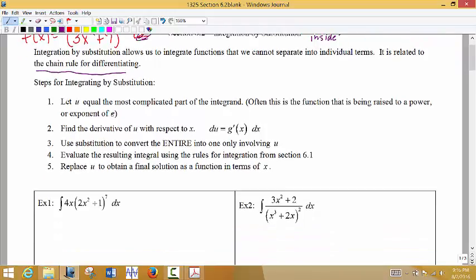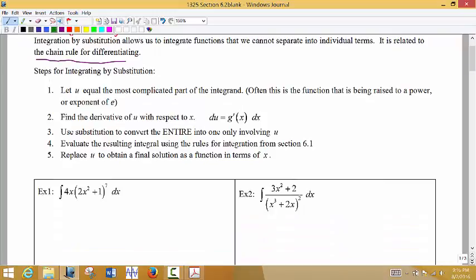Okay, so the key here is all going to lie in step 1. Step 1, we're going to do what we call u-substitution. We're going to let u represent the most complicated part of the integrand. So what's the clue for that? Here's the hint. This is often a function that is being raised to a higher power. So I'm looking for something in the parentheses that's being raised to a higher power, or I'm looking for e to some power.